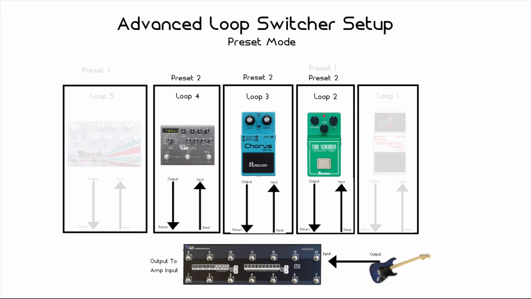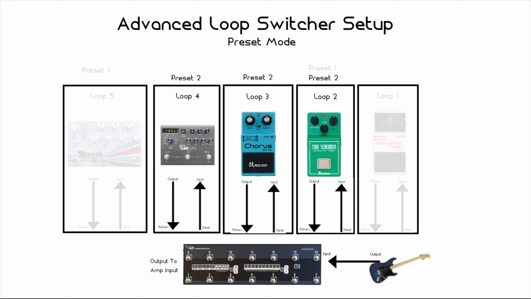If we then click switch 2, this will change to preset 2, which activates loops 2, 3 and 4. As you can see, loop 5, or reverb, is not added to preset 2, so loop 5 is deactivated and the reverb is removed from the signal. Using presets, you can turn off groups of pedals with just one switch instead of having to activate each loop individually.